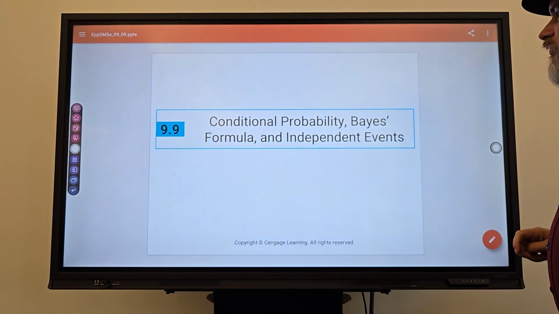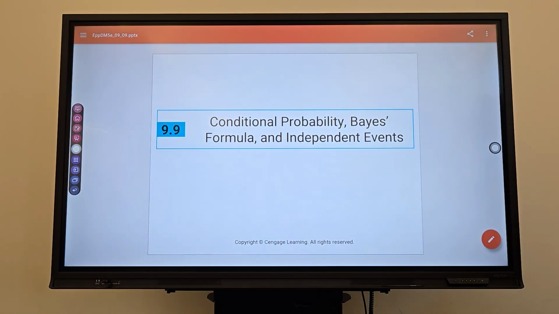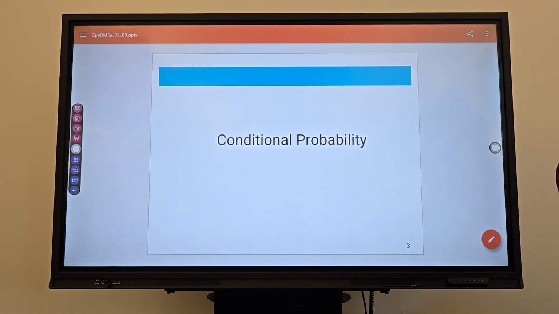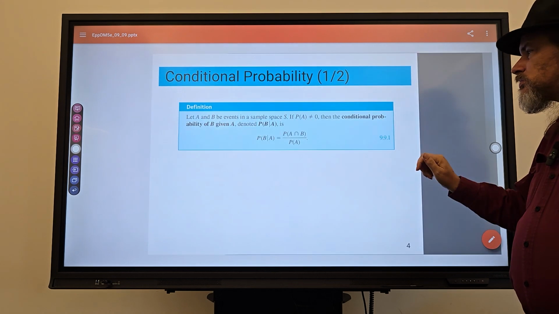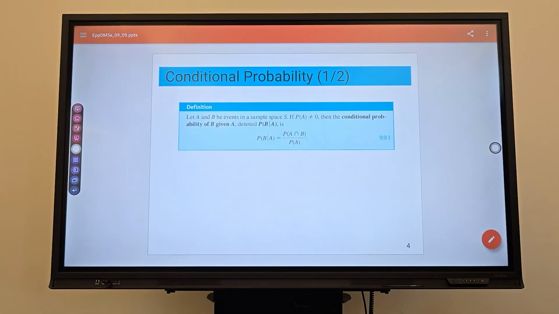All right, conditional probability, Bayes' formula, and independent events. Start with conditional probability. Let A and B be events in a sample space S. If the probability of A is not equal to 0, then the conditional probability of B given A, denoted P(B|A), is the probability of the intersection of A and B divided by the probability of A.